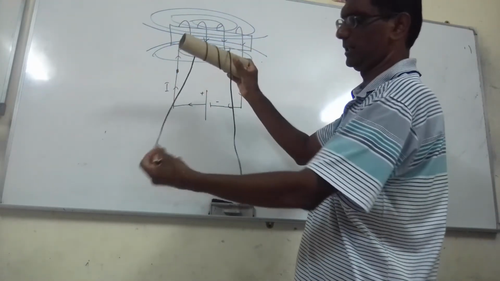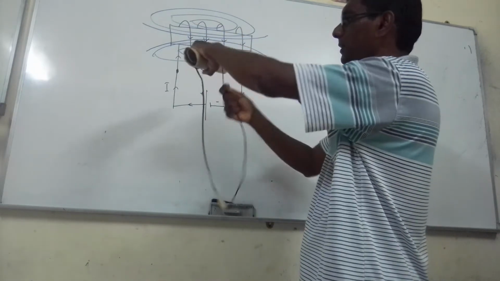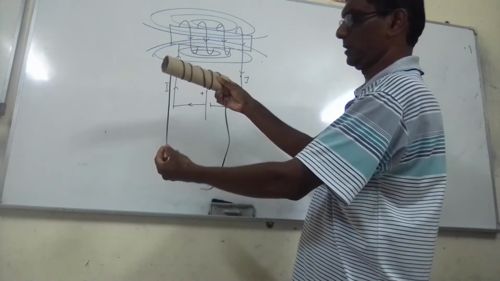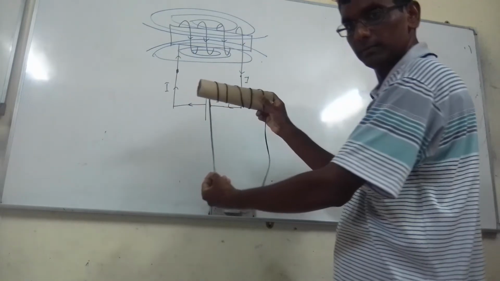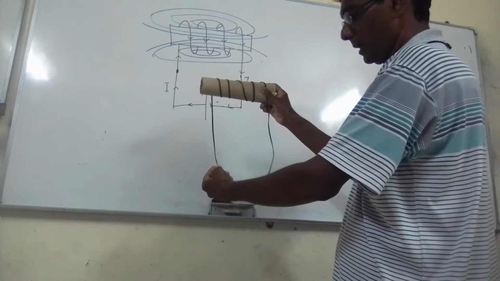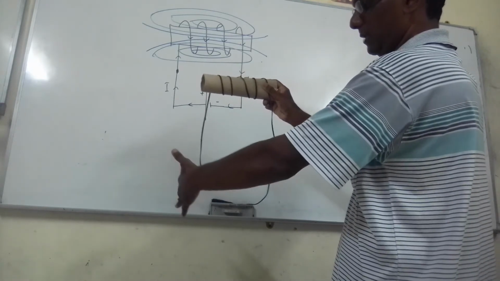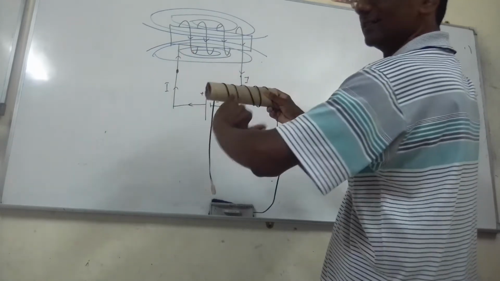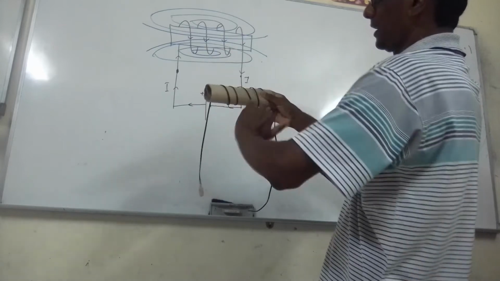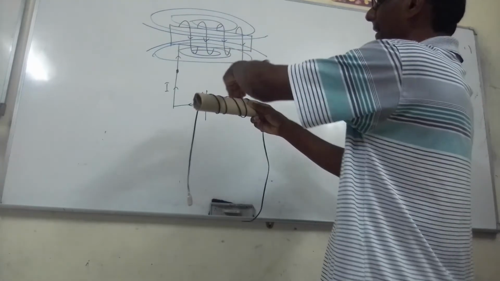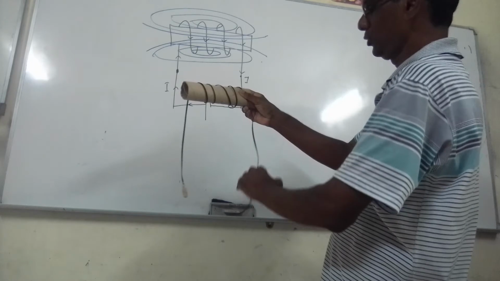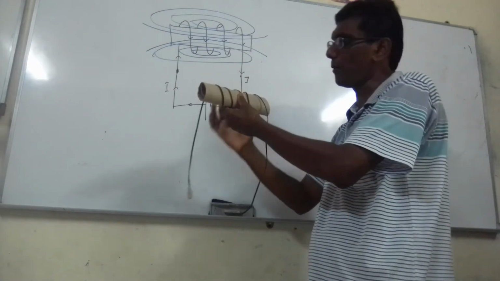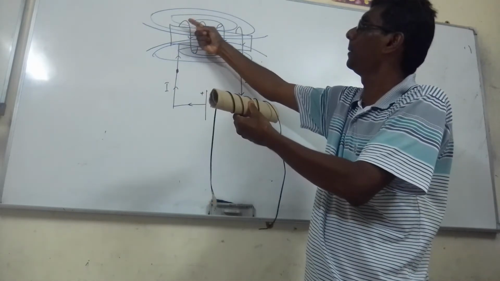This one is the positive battery, and the current is coming like this, from behind to front, and joins the negative battery. So the current is coming from behind to front.